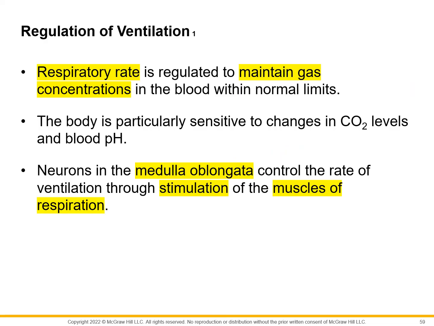Let's now talk about the regulation of ventilation or regulation of breathing. So the respiratory rate or breathing rate is regulated to maintain gas concentrations. Alright? So hindi daw po mabuti na sobra yung pag-inhale natin, hindi naman mabuti na sobra yung pag-exhale natin. So of course, our breathing needs to be regulated. So there are neurons in our medulla oblongata that control the rate of ventilation through stimulation of the muscles of respiration. Alright? So, ulitin po natin yung part na yun. Sa medulla oblongata natin, at our brain, there are neurons kung saan inuutusan po nila or kinokontrol nila yung mga muscles of respiration. So, kinokontrol nila yung mga muscles that are involved in inhalation and the muscles that are involved in exhalation. So, again, this happens in the medulla oblongata.